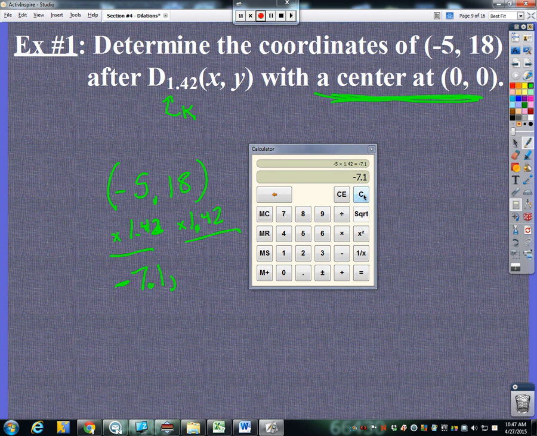And then 18 times 1.42. Come on, this calculator. There we go. 25.56. And so there's where our dilation will end up, at the point -7.1, 25.56.